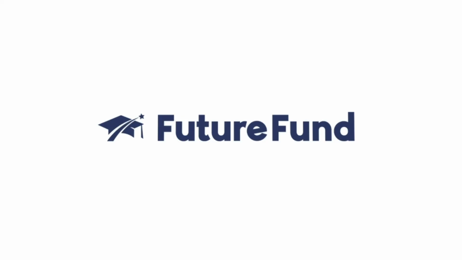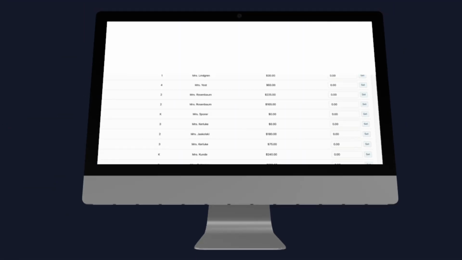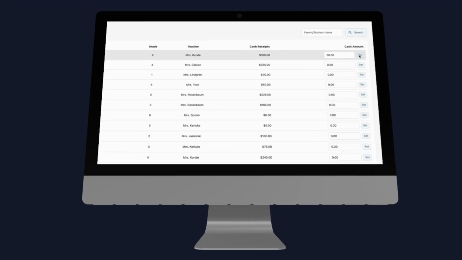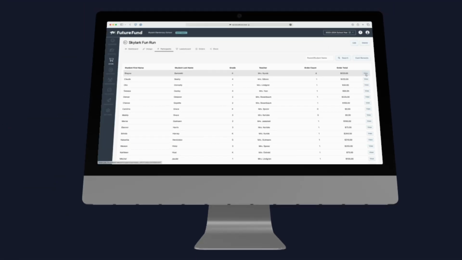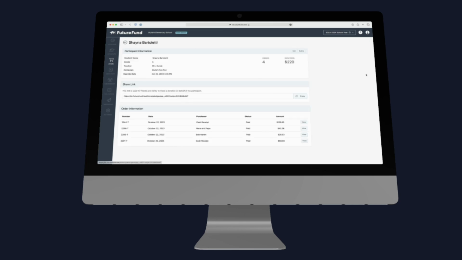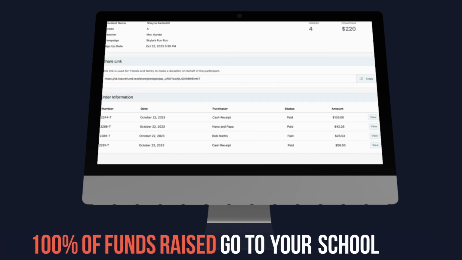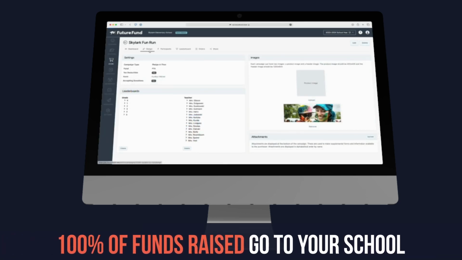Luckily, there are dedicated fundraising tools available that are specifically designed to help schools process payments with ease, like FutureFund. FutureFund's built-in pledge campaigns allow you to easily collect money and keep donations and pledges organized. Since parents cover payment processing fees, 100% of the funds raised go to your school.